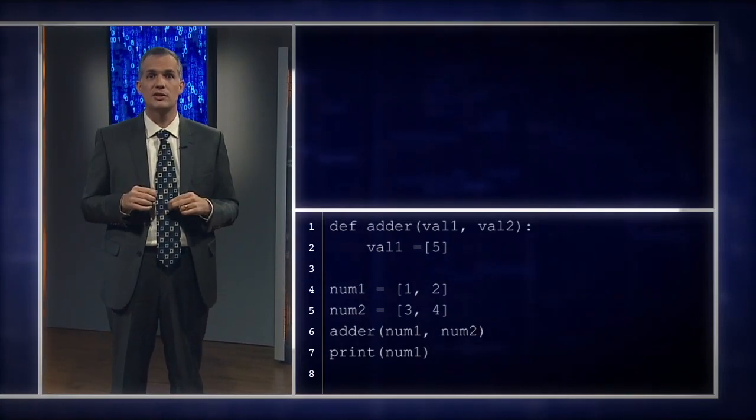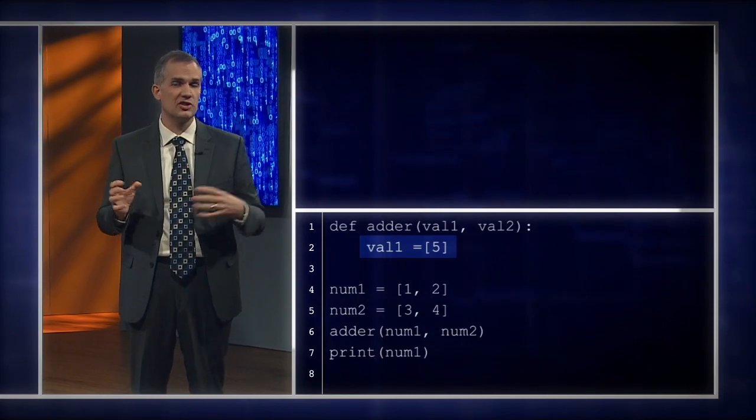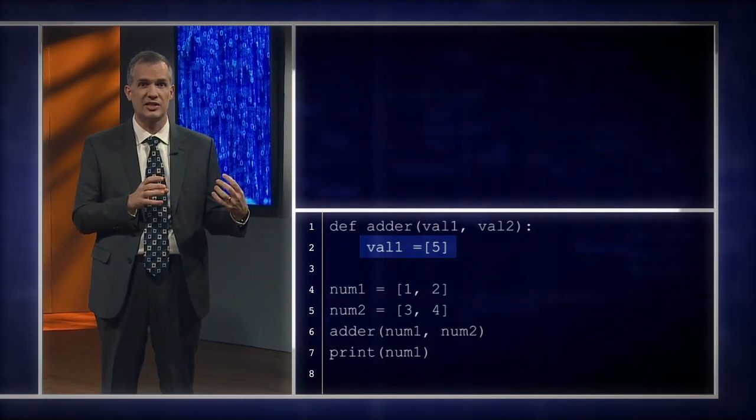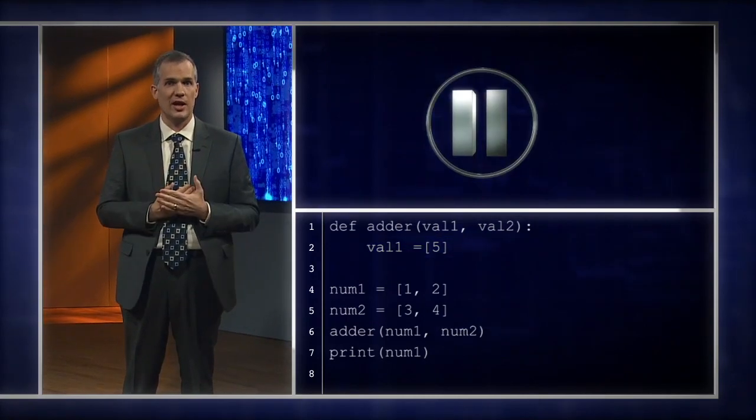Let me show you a slight variation on what we just saw. We're going to change the function so that it assigns a new list to val1. It's not just adding something on, like in the previous case, it's actually assigning something different. What do you think will happen?